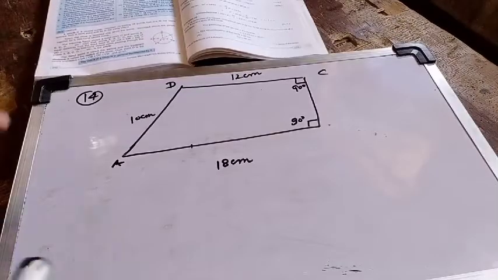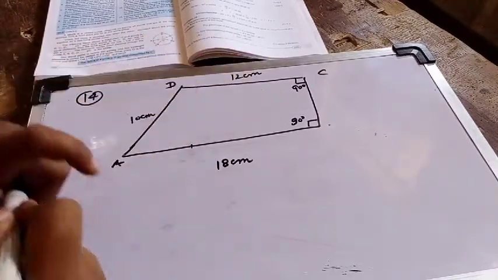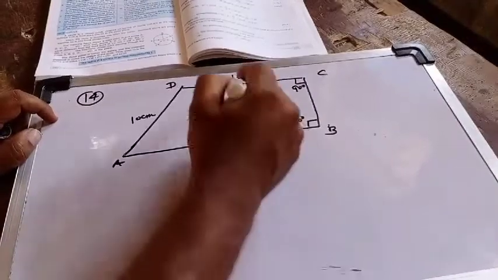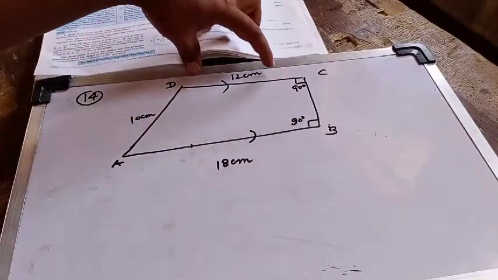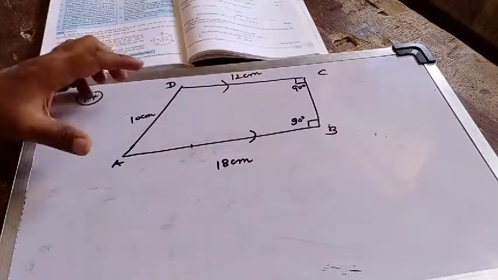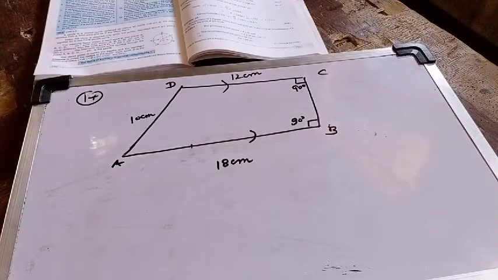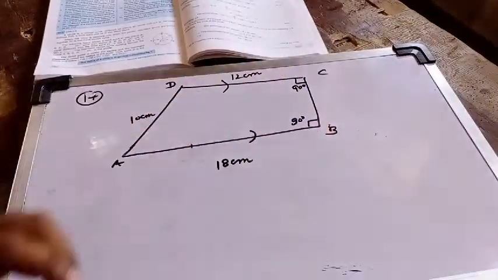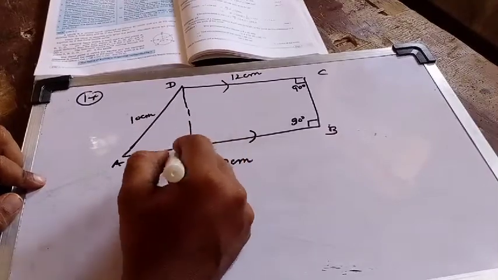So next is question number 14, which is talking about a trapezium ABCD, where AB is parallel to CD. The dimension of AB is given as 18 cm, the dimension of DC is given as 12 cm. This length is 10, and angle B and angle C are 90 degrees, and you have to find its area. To find the area of a trapezium, the formula is required, but here the height is unknown. So we'll try to find the height, so we'll draw a perpendicular here.